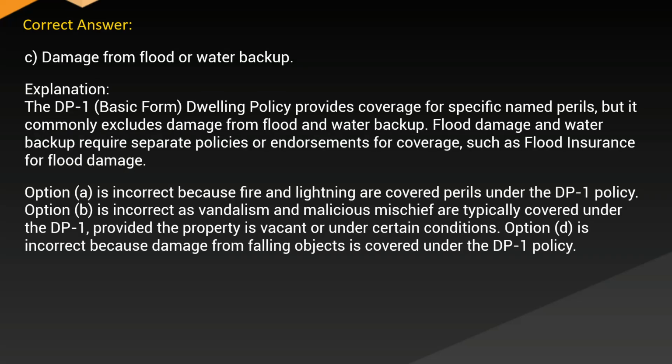Explanation: the D1 Basic Form Dwelling Policy provides coverage for specific named perils, but it commonly excludes damage from flood and water backup. Flood damage and water backup require separate policies or endorsements for coverage, such as flood insurance for flood damage. Option A is incorrect because fire and lightning are covered perils under the D1 policy. Option B is incorrect as vandalism and malicious mischief are typically covered under the D1, provided the property is vacant or under certain conditions. Option D is incorrect because damage from falling objects is covered under the D1 policy.